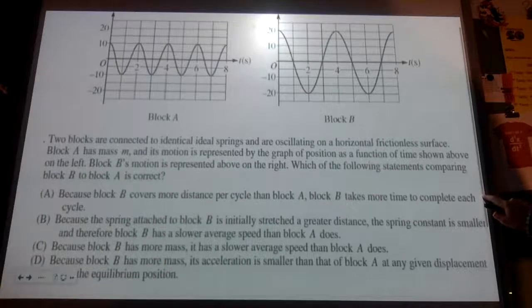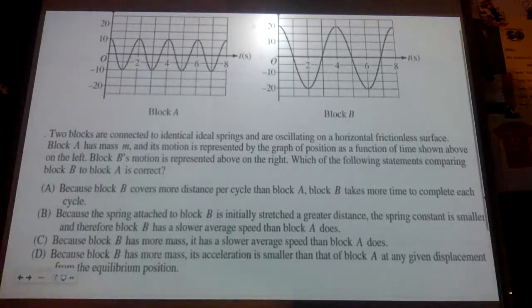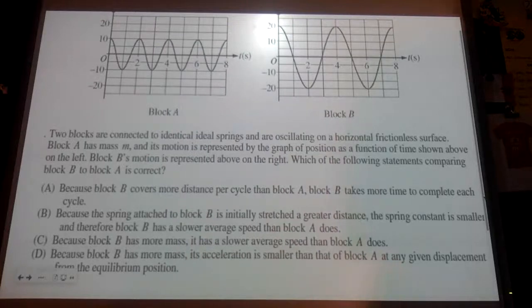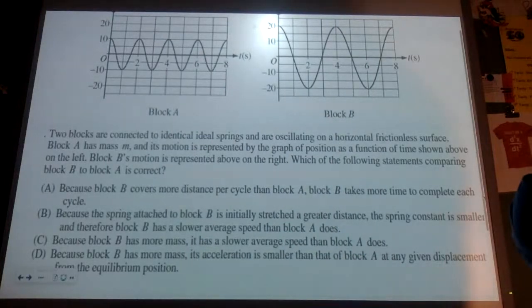Two blocks are connected to ideal springs and are oscillating on a horizontal frictionless surface. Block A has a mass of m, and its motion is represented by the graph of position as a function of time as shown above on the left. Block B's motion is represented above on the right. Which of the following statements comparing block B to block A is correct?